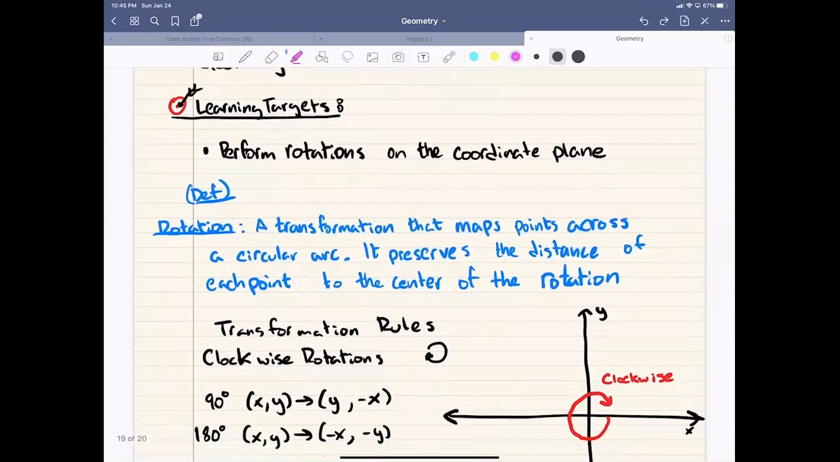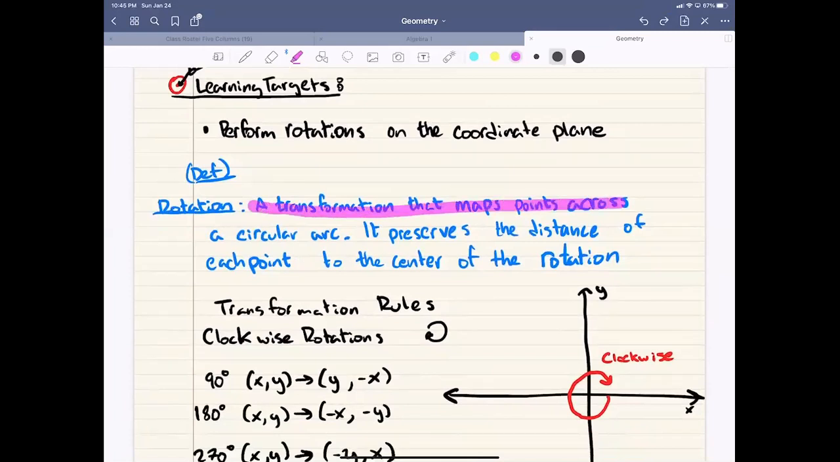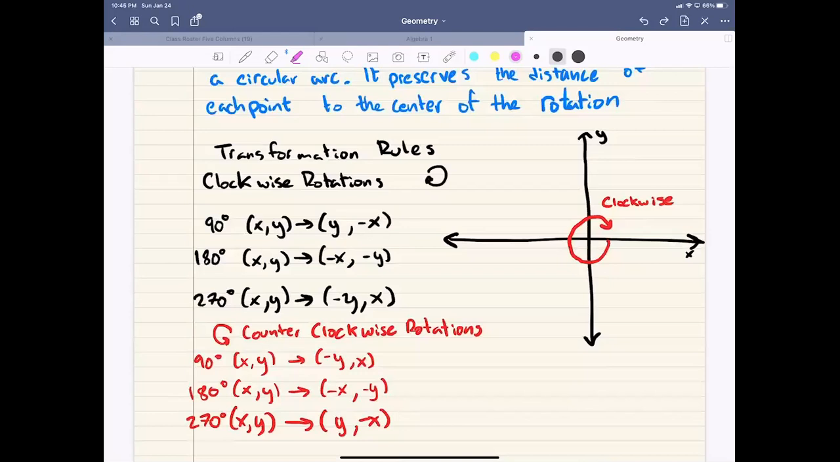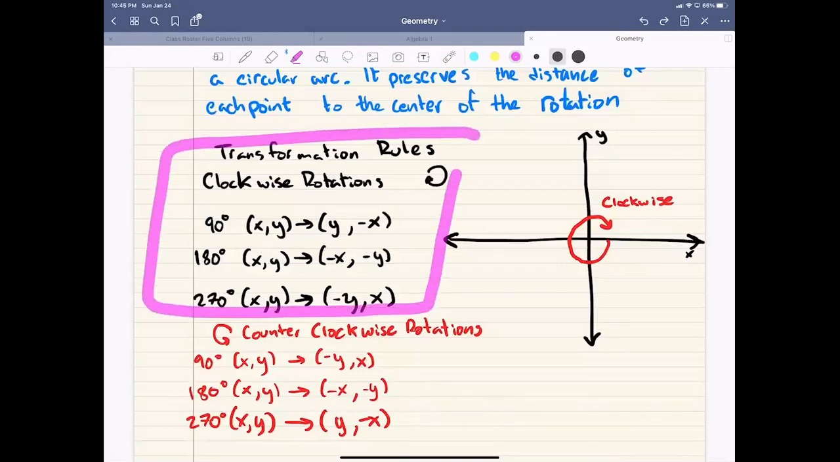What is a rotation? A rotation is a transformation that maps points across a circular arc. It preserves the distance of each point to the center of the rotation. Okay, so that's pretty straightforward. And then here are the transformation rules. Okay, sorry about that. I got kind of confused.